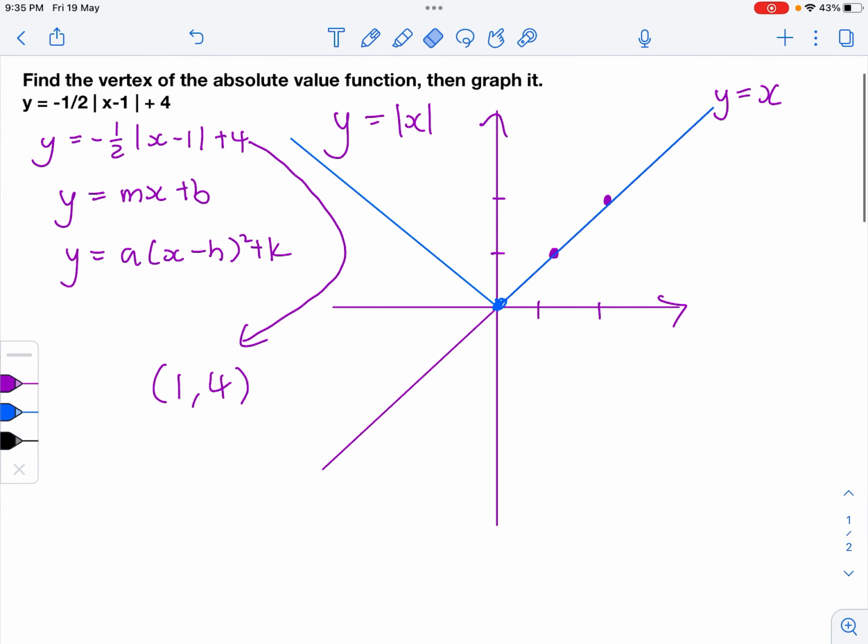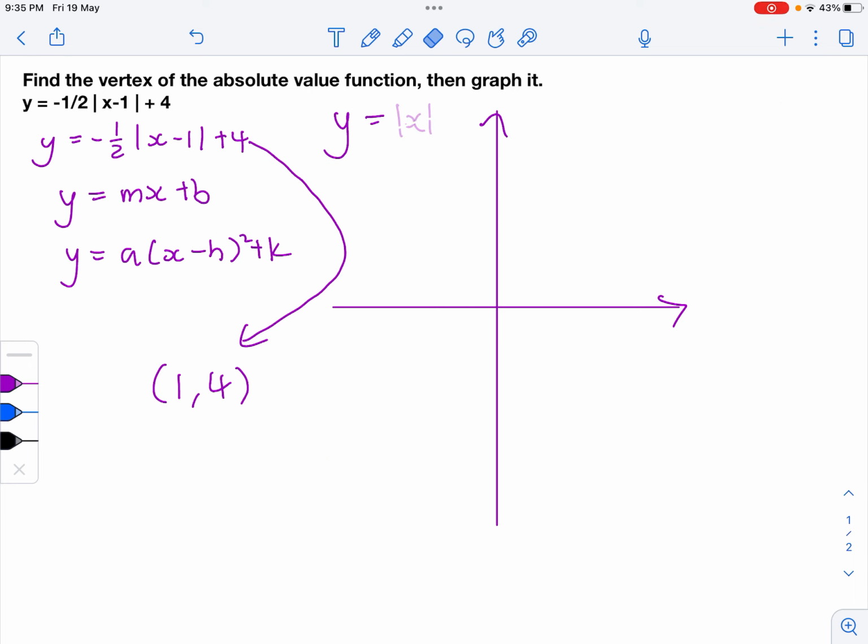Now let me just draw this graph so that it fits the scale. Let me first delete this first. Okay.